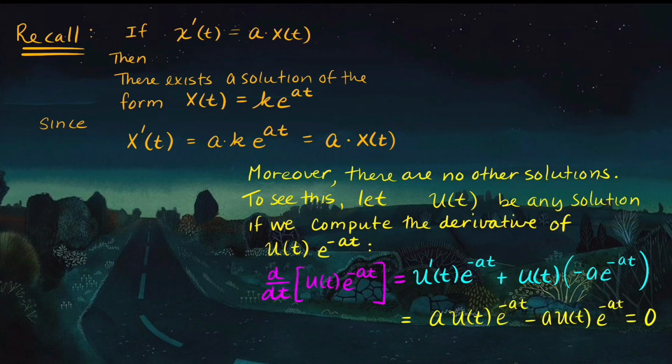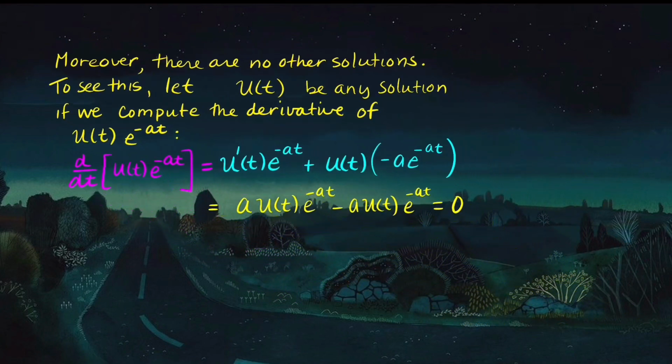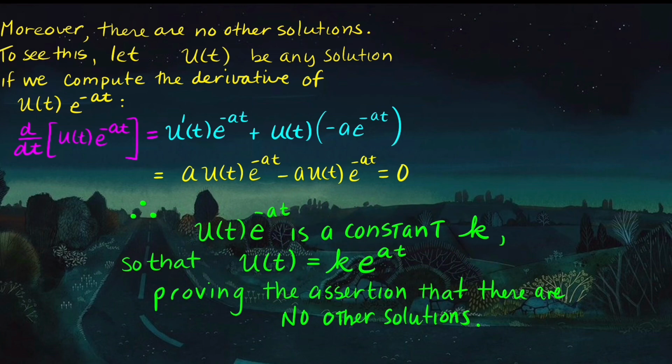But what we see here is, in computing the derivative, we get the derivative equal to 0. Now, what are the implications of that? Well, if a derivative is equal to 0, that means the thing we took the derivative of is a constant, and here the constant is k. So that if we solve that, u of t is equal to k e to the at power, proving the assertion that there are no other solutions.